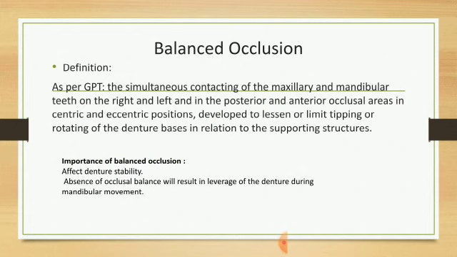Followed by what is importance of balanced occlusion. The very first important objective is to obtain the denture stability. Whereas absence of occlusal balance, it would result in leverage of the denture during mandibular movement and would lead to loss of stability of the denture bases. So for that reason, we need balanced occlusion in complete denture.